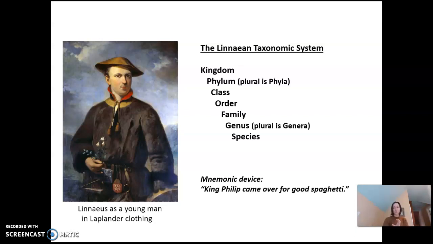Break a class down into order. Break an order down into a family. Family is broken up into a genus. Genera is plural. And then each genus contains one or more species. And species is the most specific type of organism out there. So you should use that species specific, and as we go up, we get more general into bigger and bigger groups. A good way to remember this order is King Philip came over for good spaghetti or good sandwiches, or you can make up your own funny little mnemonic device.